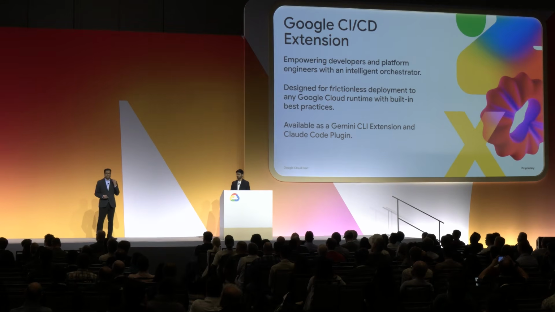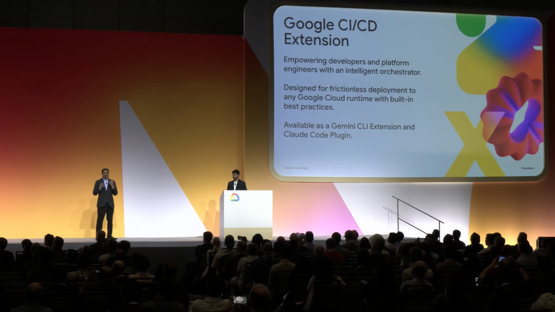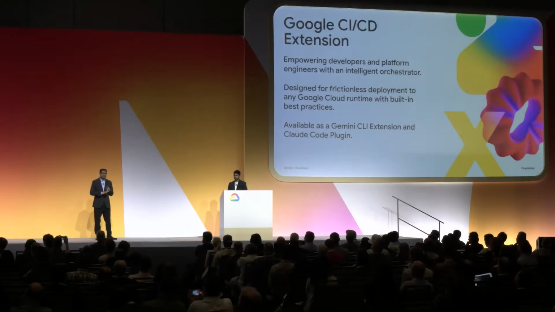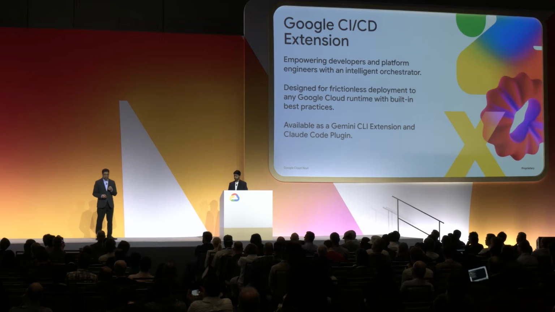To address that same gap, we are excited to announce our CI/CD extension. It empowers developers and platform engineers by pairing model's intelligence with their specific code base and cloud infrastructure. You can use natural language right within your agents to design, build, and deploy your CI/CD pipelines. It reduces friction and streamlines production paths to production for cloud runtimes, including Google Cloud Run and Google Kubernetes Engine.